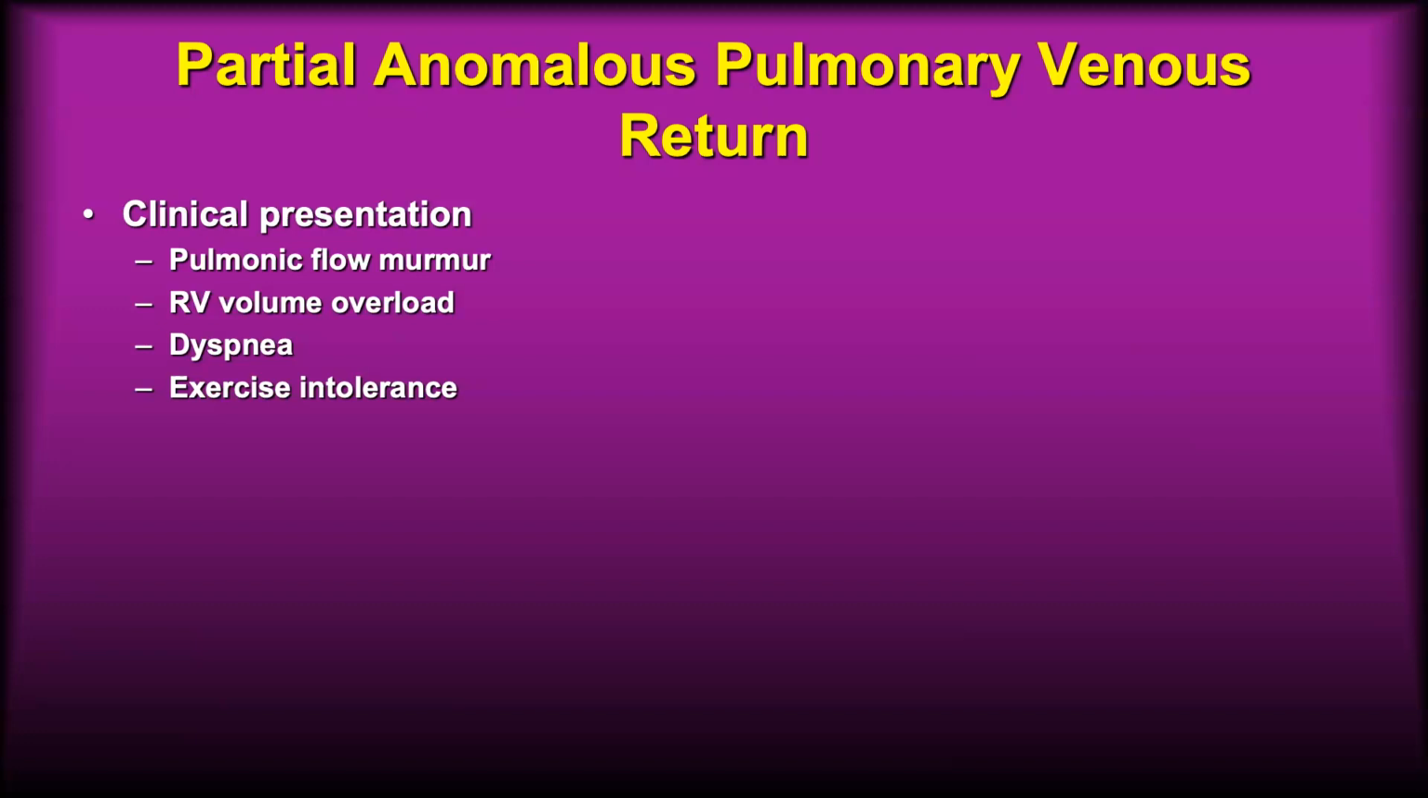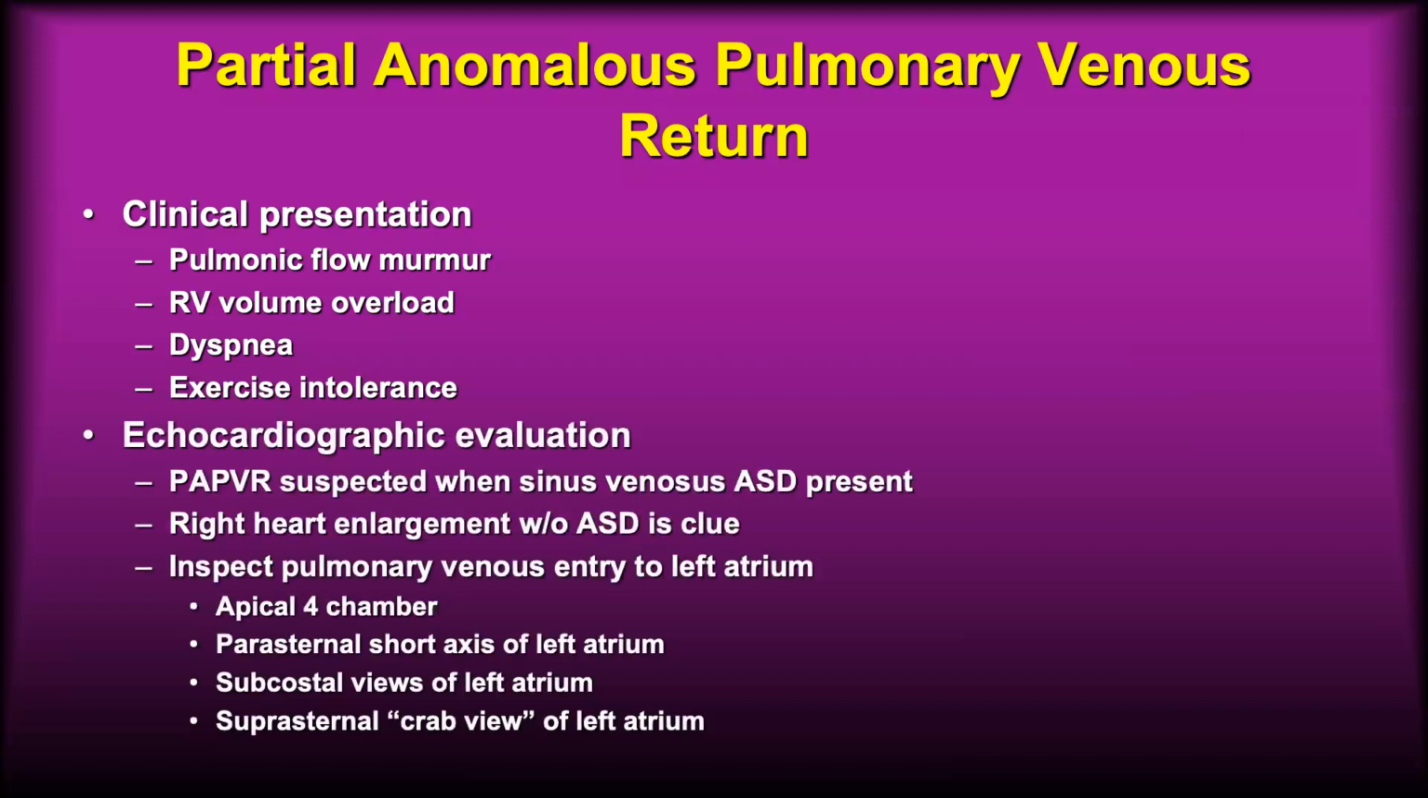All right. What else is significant here? If you got a sinus venosus ASD present, your brain should instantly go to, oh, that connects to partial anomalous pulmonary venous return, because the sinus venosus defect is close to those pulmonary veins. So you can put that association in your brain.